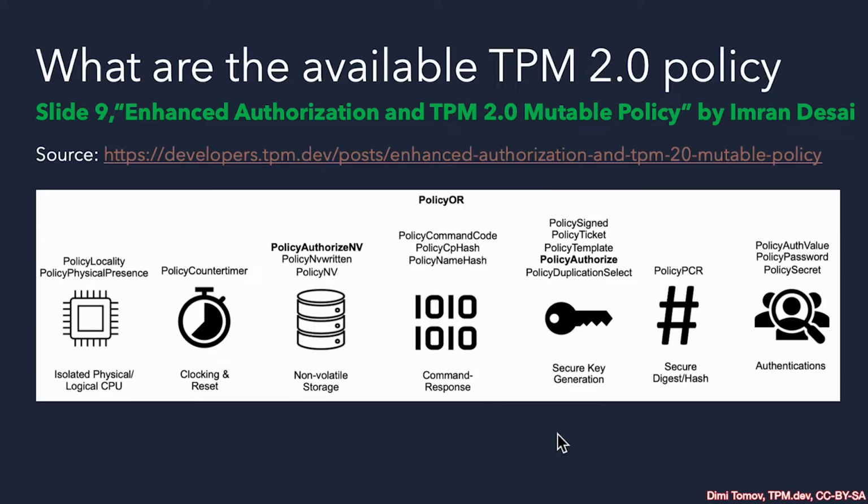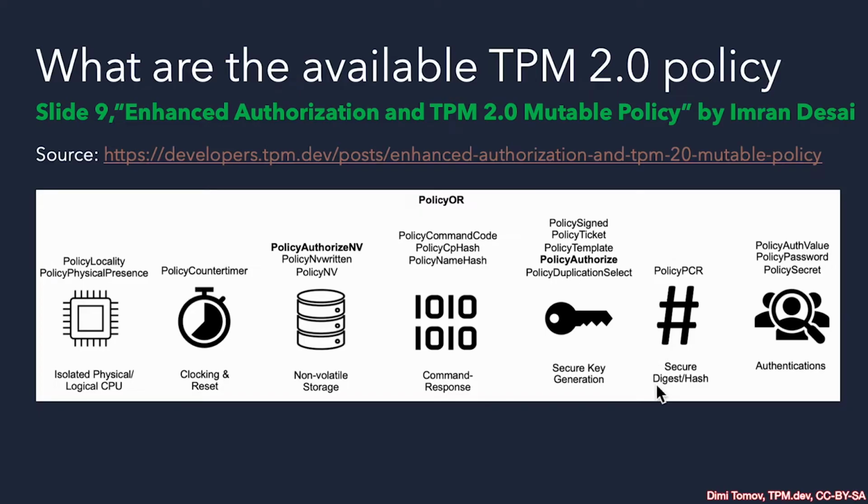However, I very much like this diagram because it shows us how the different TPM 2.0 policy commands relate to different TPM 2.0 properties. For example, policy NV relates to the non-volatile storage of the TPM. We have policy commands that relate to the command response of a TPM command. We can bind a TPM object to the object's name, which we know is a hash of its public area from previous lectures. We also have different policy commands to further harden the secure key generation. And of course, we have the policy PCR command, on which we'll be taking a closer look.